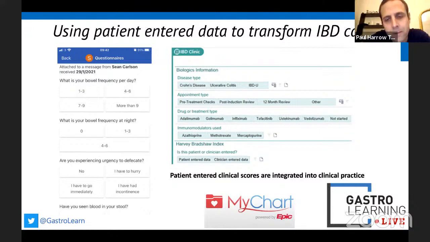Yeah, that's right. So most of the big electronic health systems like Epic or Cerner will have patient-facing apps. And we send out symptom scores to all patients that are disease-specific. So you get the Harvey Bradshaw Index if you have Crohn's or the Simple Colitis Activity Index if you have UC. You can see what it looks like to the patient on the left there. And in about 20 seconds, the patient can tell us how they're feeling. We've shown that that correlates very well with the physicians collecting that data and their disease activity.